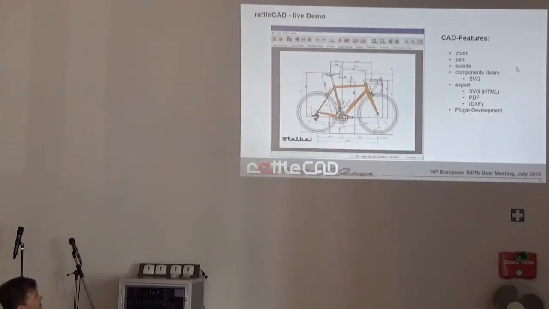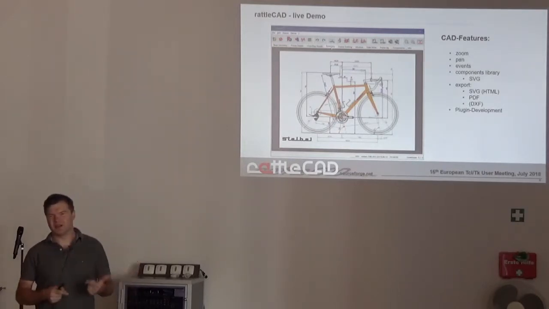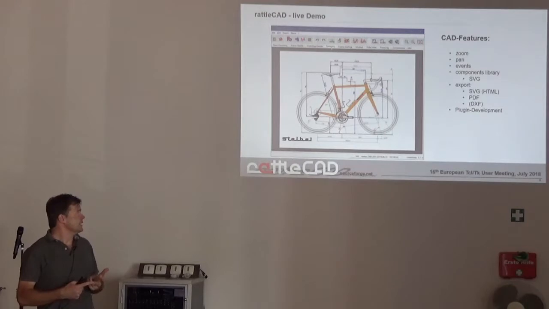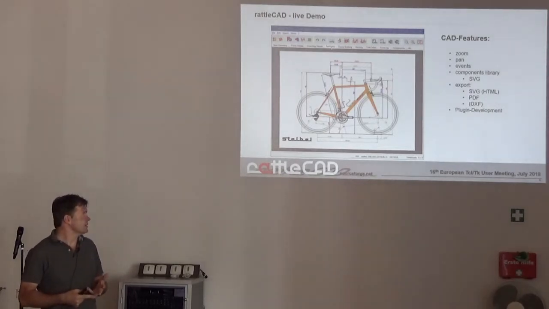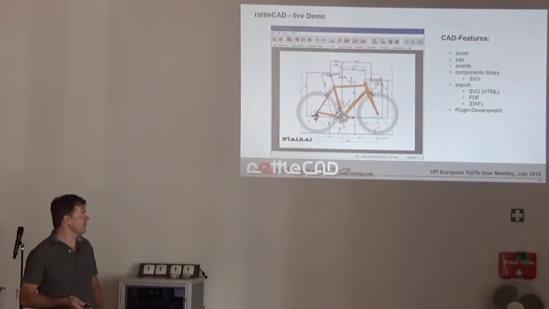So what do I have here? Yeah. So for the requirements of this library, zooming is relevant, panning is relevant, handling events is relevant. A library consisting of SVG is an important part, and yeah, export files in different formats. So mainly in standard formats that are useful and common at the moment.